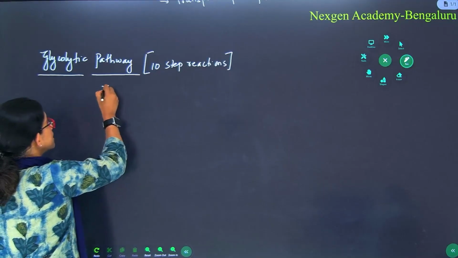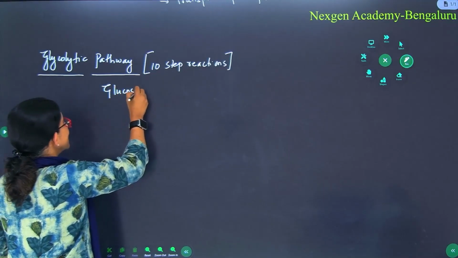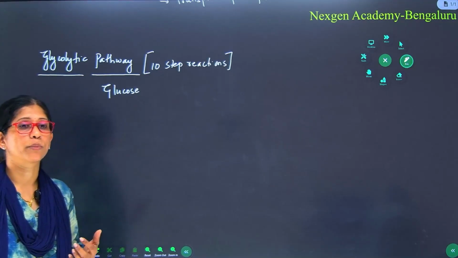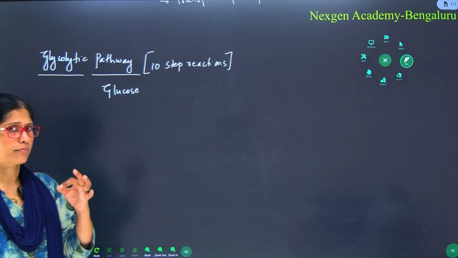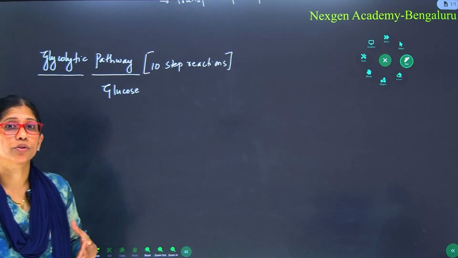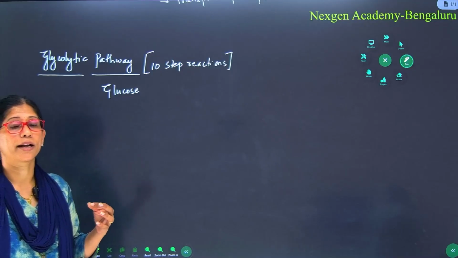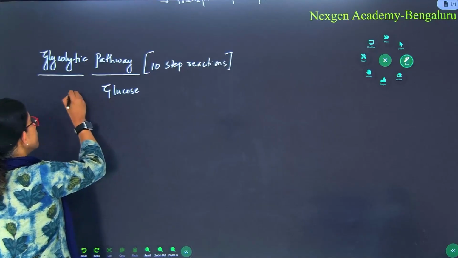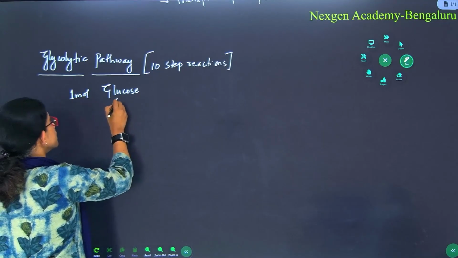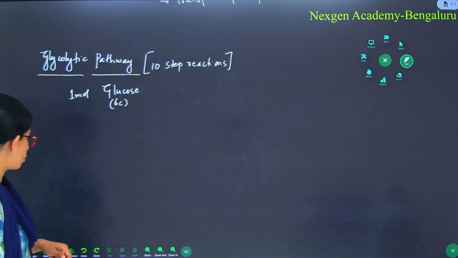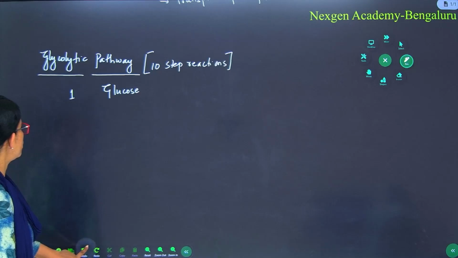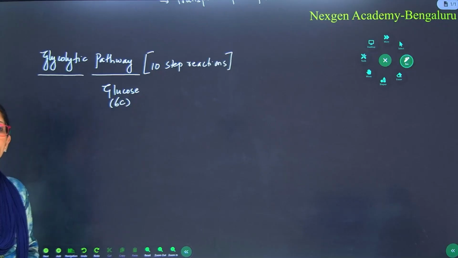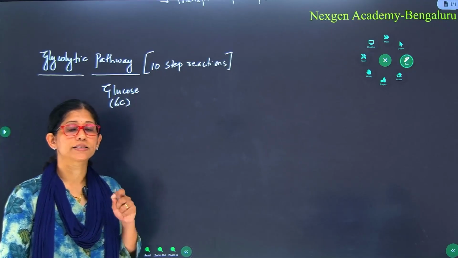I will start with the substrate. What is the substrate that enters into the glycolytic pathway? Glucose. So glycolysis can also be called the breakdown of glucose. As I already told you, the breakdown of glucose here is not complete, it is a partial breakdown. Glucose is being broken down into pyruvic acid, right? One molecule of glucose is made up of 6 carbon. So glucose contains how many carbon? It's a hexose sugar. It is made up of 6 carbon, right?